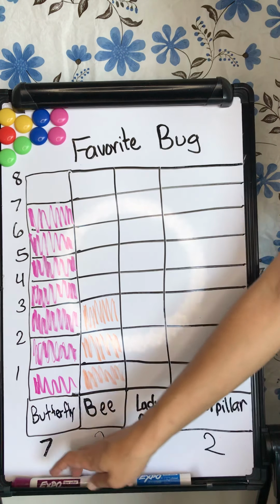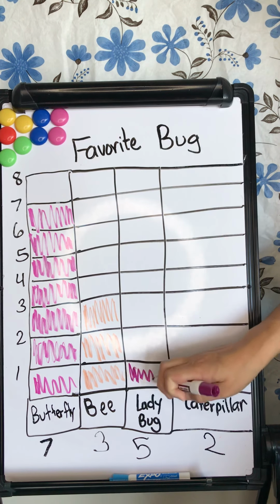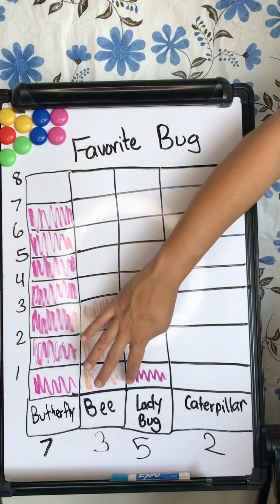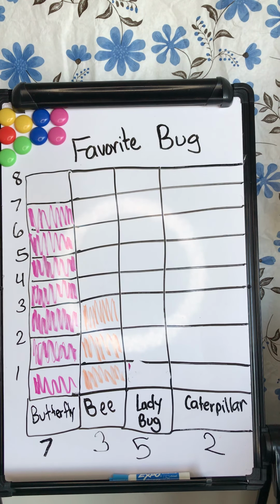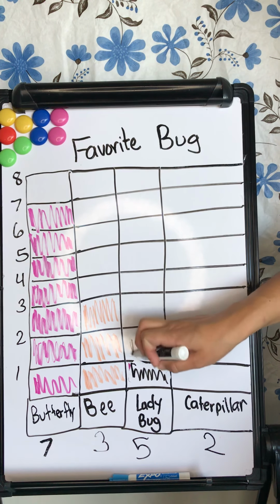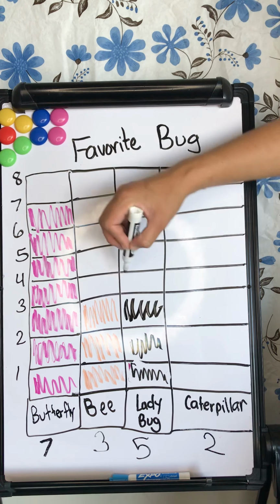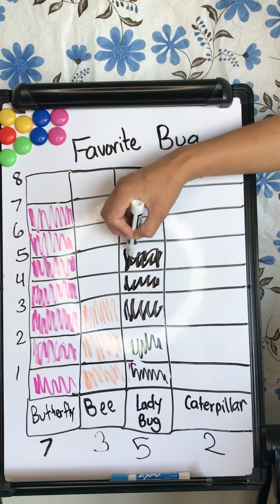How many voted for ladybug? 5. All right, so what number are we gonna go to? 5. 1. Oh, I don't like that they're close in colors, guys. I'm sorry. Let me get a different one. 1, 2, 3, 4, 5. Awesome.